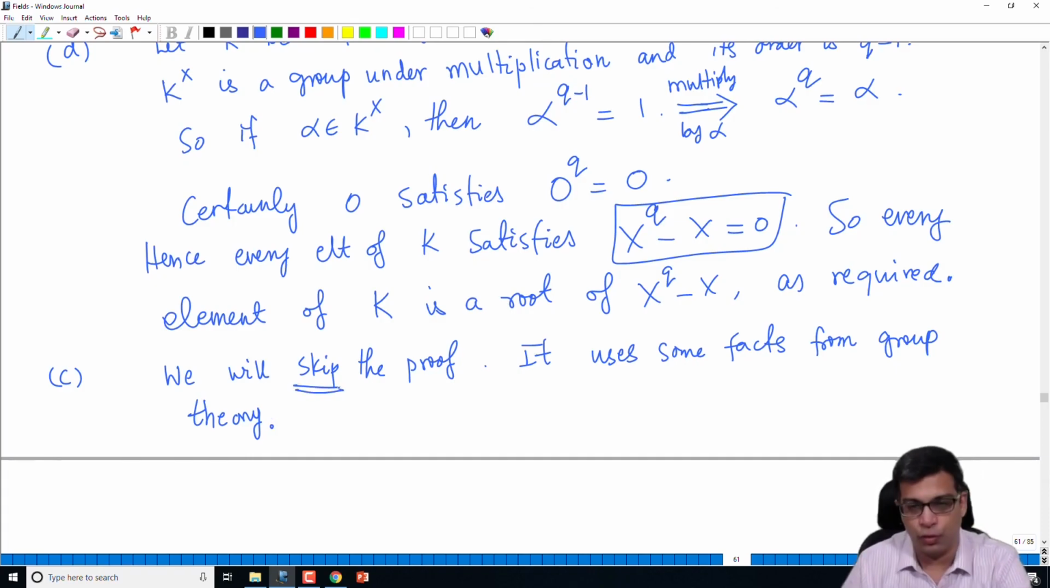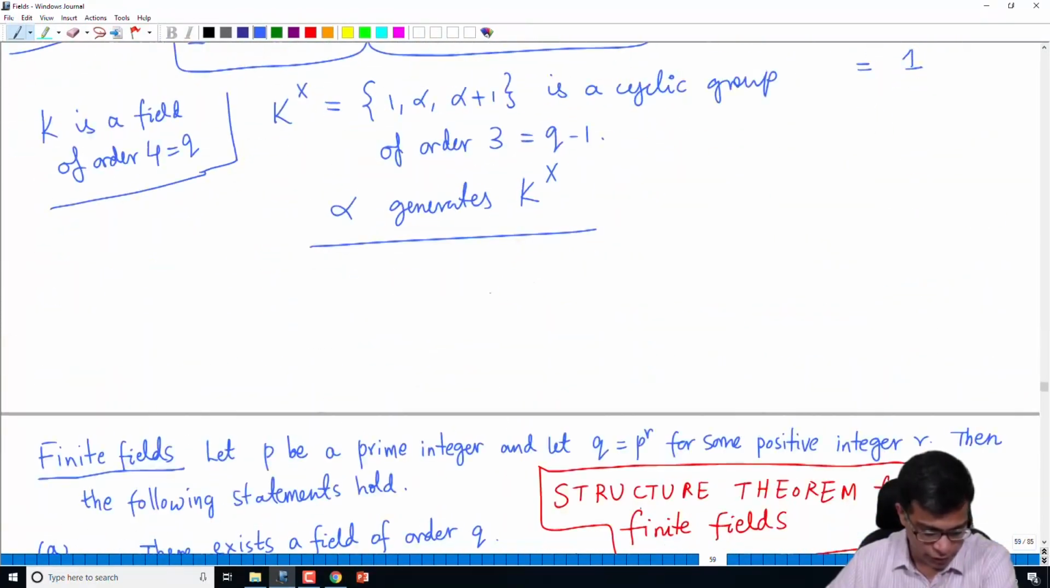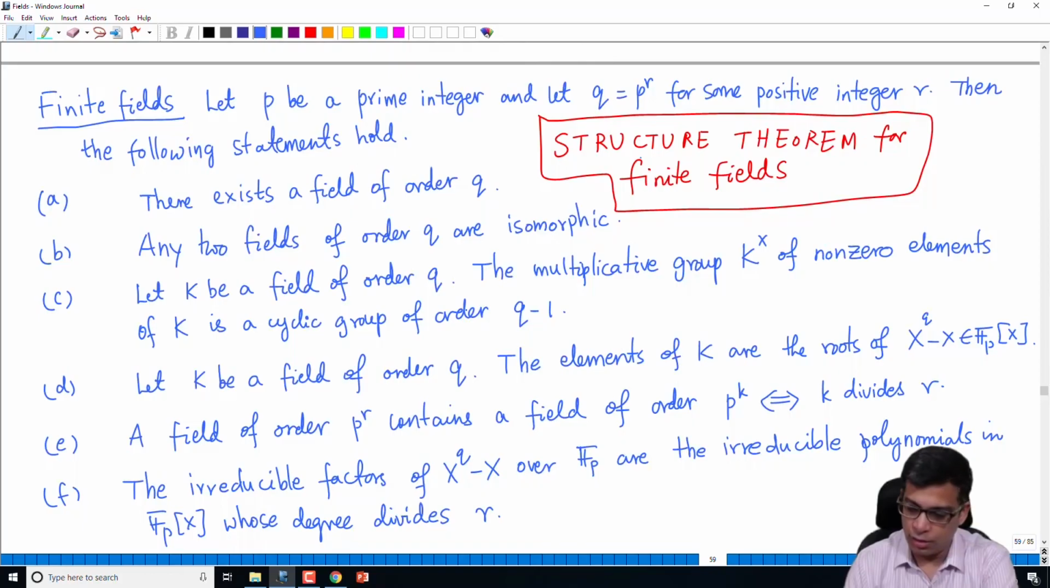You can read this proof in any book. For example, Artin's Algebra, which I am using, where he proves this. It's not a difficult proof at all, but it uses some group theory which I want to avoid. So we will skip the proof of C, which is that the multiplicative group of non-zero elements of K is a cyclic group of order Q minus 1.